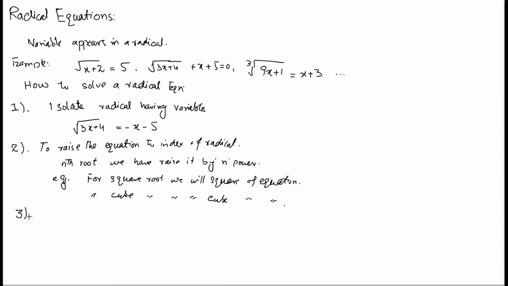And the third step is, if we still have a radical remaining in the equation after raising it to the nth power, then we will repeat step number 1 and step number 2. So if we still have a radical in the equation, repeat steps 1 and 2. Otherwise, if we have got rid of the radical in the equation, solve the equation.